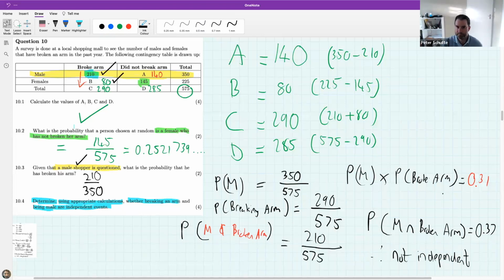Okay. So at the moment, most of our examples have turned out not independent. It is possible to be independent, but so far the data hasn't shown us that.